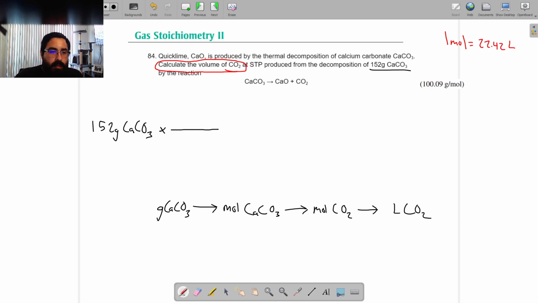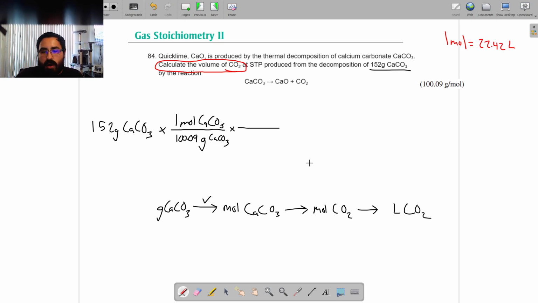So, we got grams of CaCO3, and someone was so kind to give us the molar mass of CaCO3. That was me. So 1 mole of CaCO3 is the same thing as 100.09 grams of CaCO3. Now, we're here. We got to keep going. We're done the first step. Check. Let's go on to the next one.